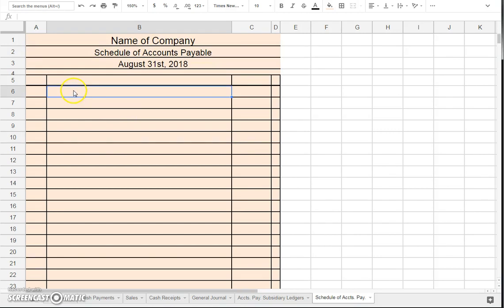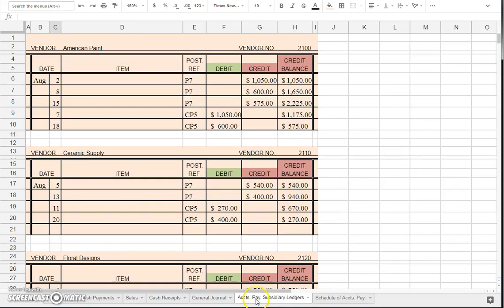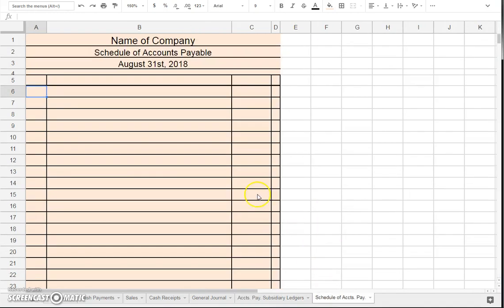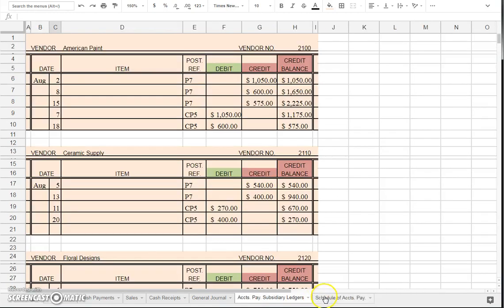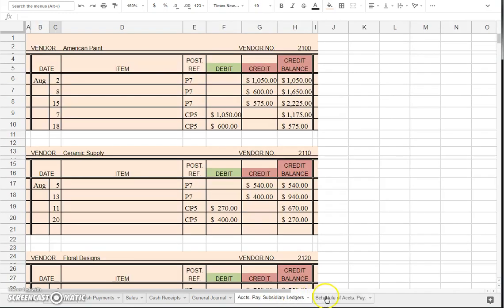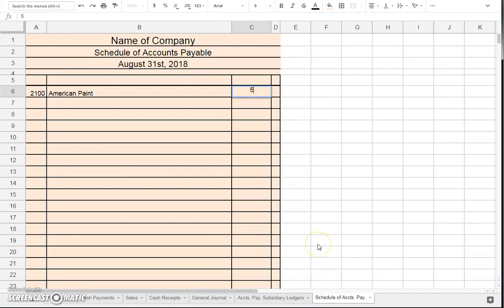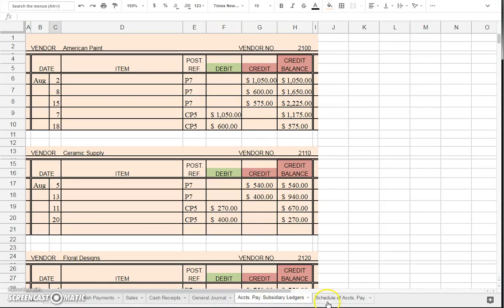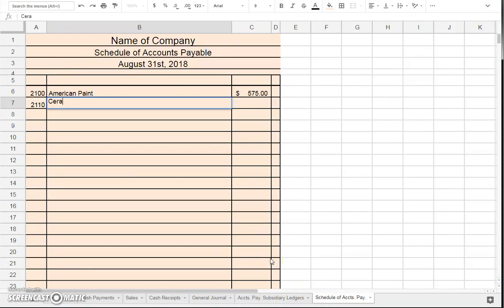Okay. Now you're going to record every single account. Over here on the left, you're going to put its account number. So we started off with 2100, and that was American Paint. And it currently has a balance of $575. And then 2110 was Ceramic Supply. And Ceramic Supply has a balance of $270.